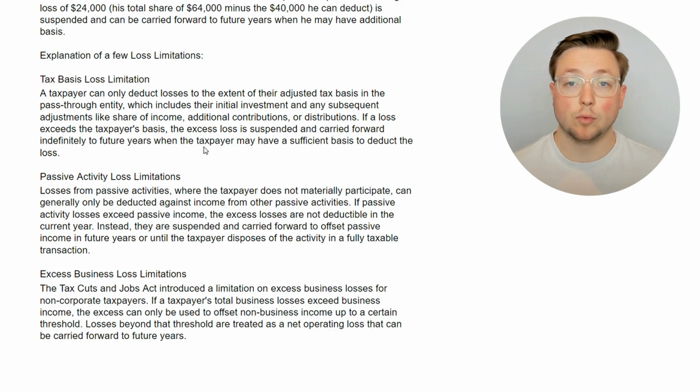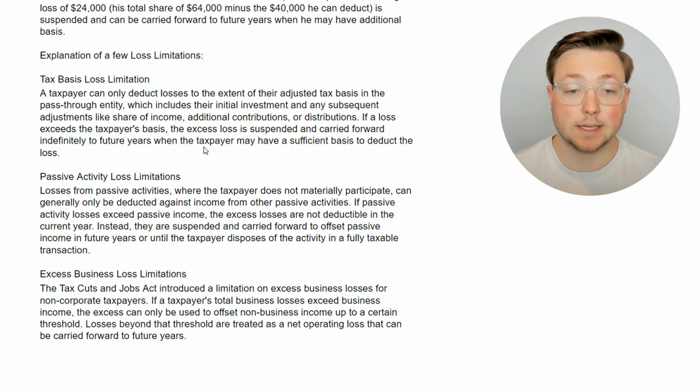So let's read a little bit more about loss limitations. Here are a few of the loss limitations that I felt like we should go over. First, there's the tax basis loss limitation. This is the one that we just applied in this question, so let's read more about it. A taxpayer can only deduct losses to the extent of their adjusted tax basis in the pass-through entity, which includes their initial investment and any subsequent adjustments like share of income, additional contributions, or distributions. If a loss exceeds the taxpayer's basis, the excess loss is suspended and carried forward indefinitely to future years when the taxpayer may have a sufficient basis to deduct the loss.